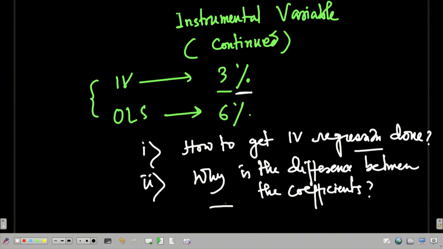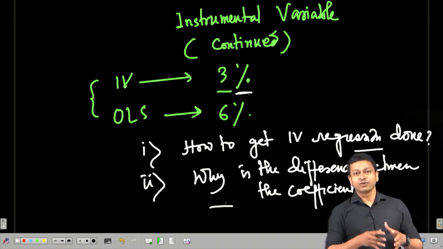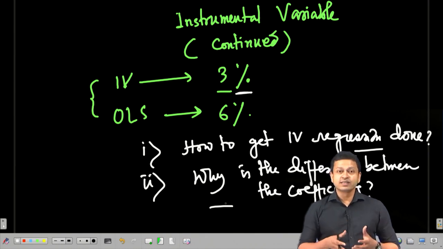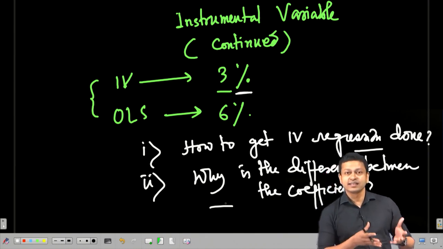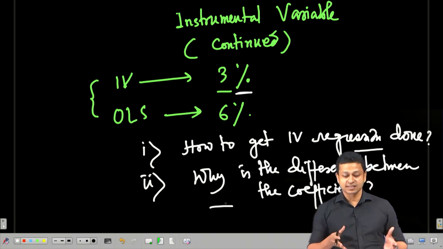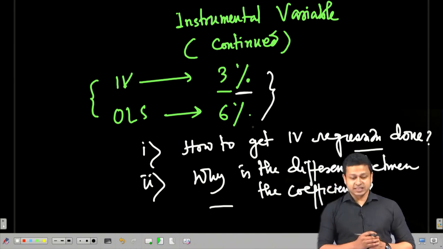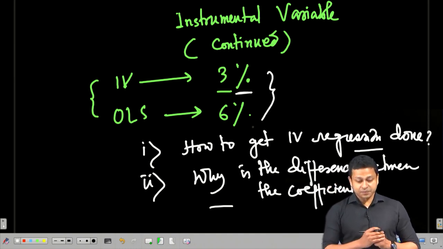To answer the second part, you need to have knowledge in the economics domain. You need to know what exactly influences the wage, what the theories are saying, and what previous researchers are saying. From there you will be able to explain the differences between the two coefficients. We will see that.